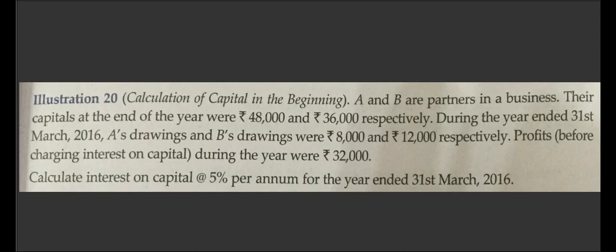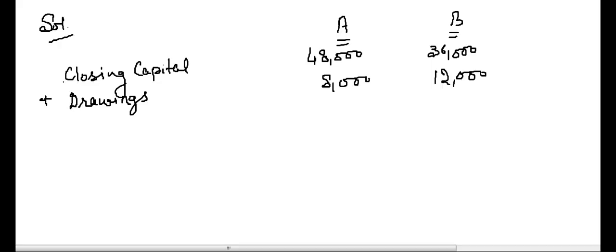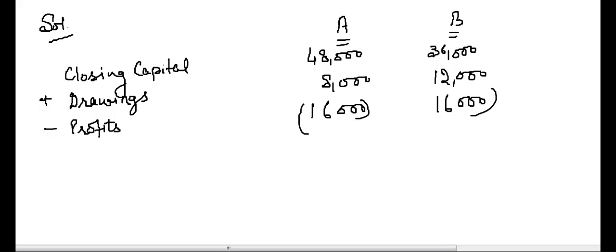Now since the profit sharing ratio is not given, the profits would have been distributed in equal ratio. We will subtract these profits. We'll say profits 16,000 and 16,000. Now what we will get is the opening capital.